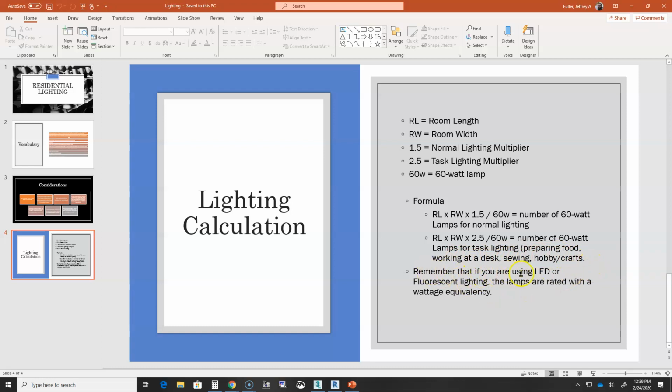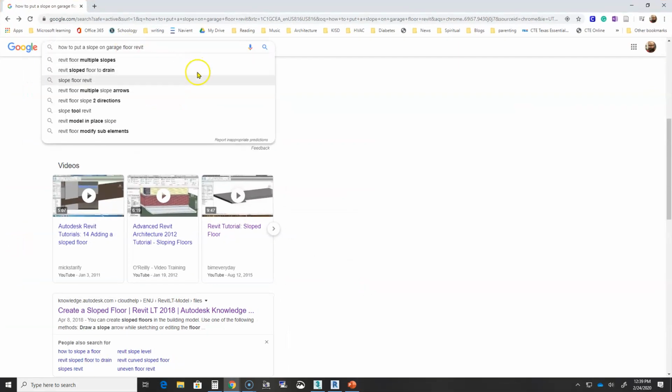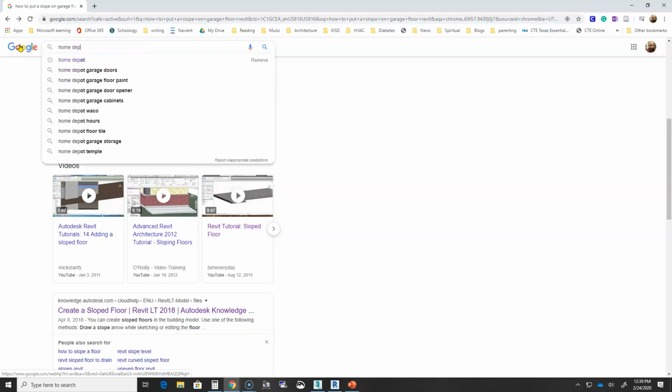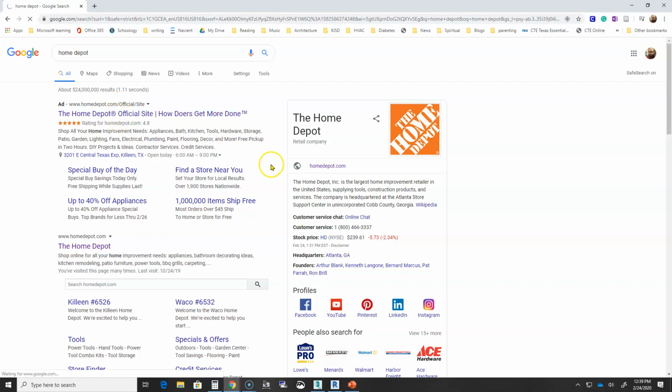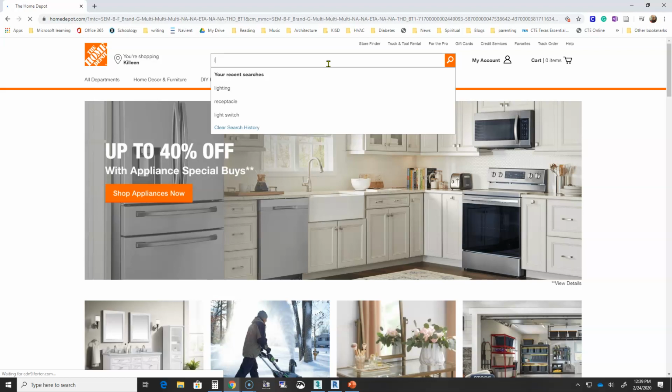And then remember that if you are using LED or fluorescent lighting, the lamps are rated with a wattage equivalency. Let's take a look at that. Let's see if they are listed like that in Home Depot. So we're just going to go to a Home Depot site. Okay, and we are going to, let's say, look for LED lighting.